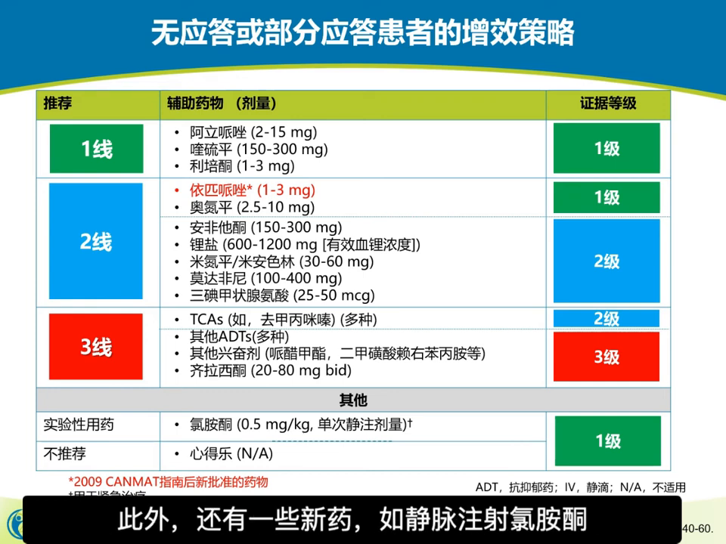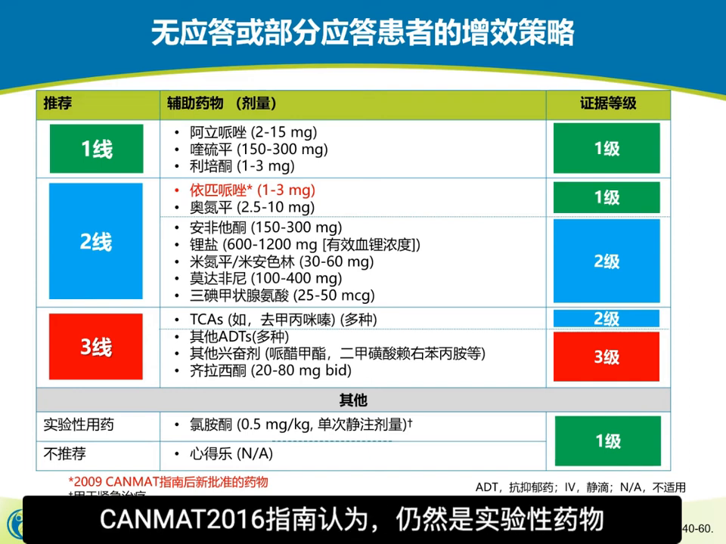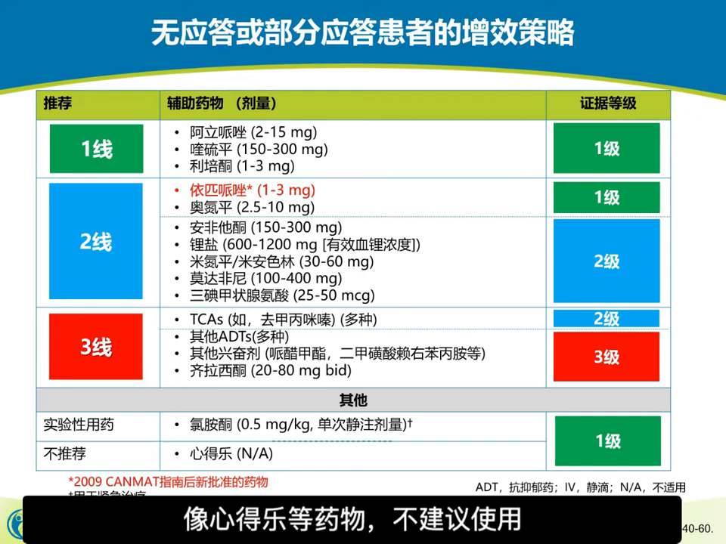And then there are newer medications like intravenous ketamine that were considered still experimental medications as of the CANMAT 2016 guidelines. And then medications like Pindolol, which are not recommended because they have not been shown to be helpful as an add-on strategy.